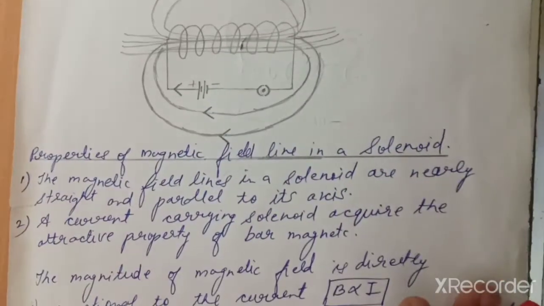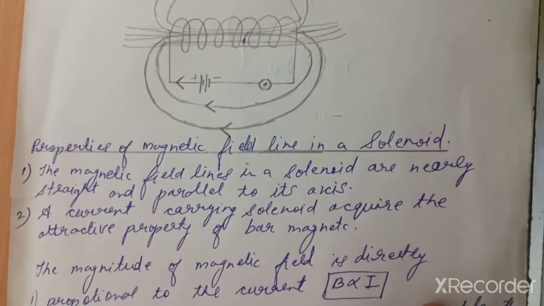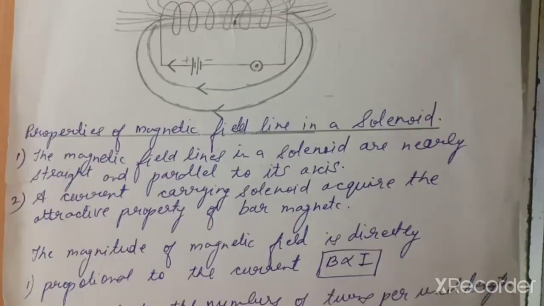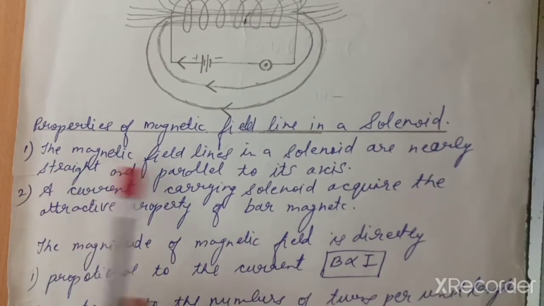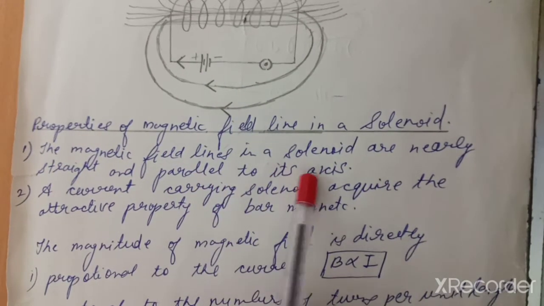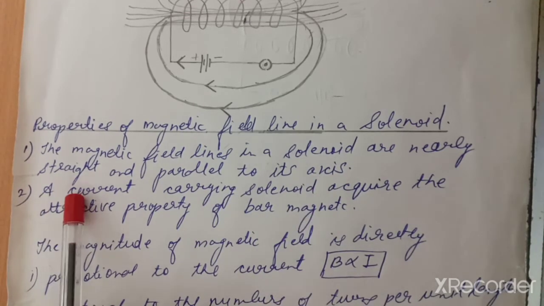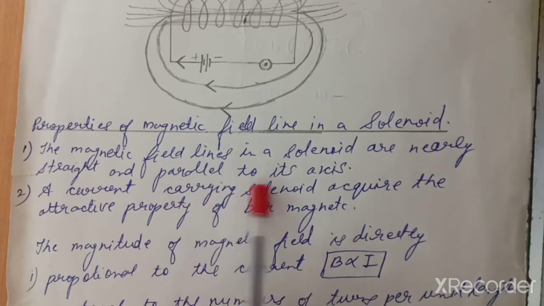Next, we are considering the properties of the magnetic field in a solenoid. The magnetic field lines in a solenoid are nearly straight and parallel to its axis.